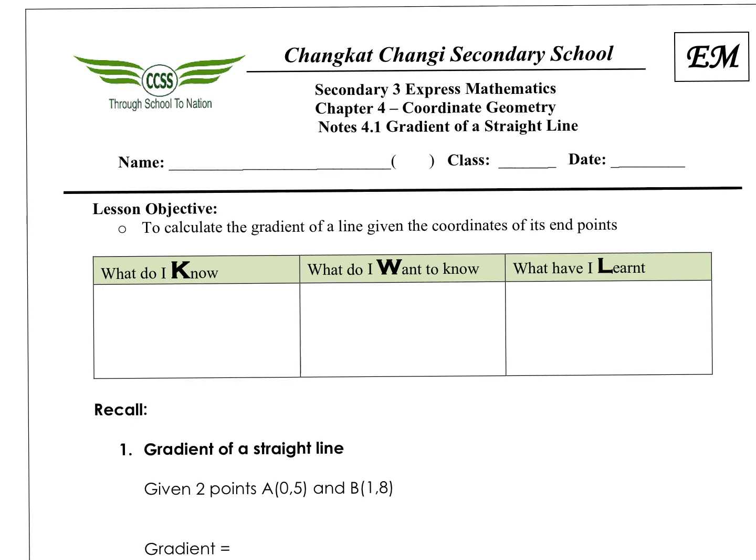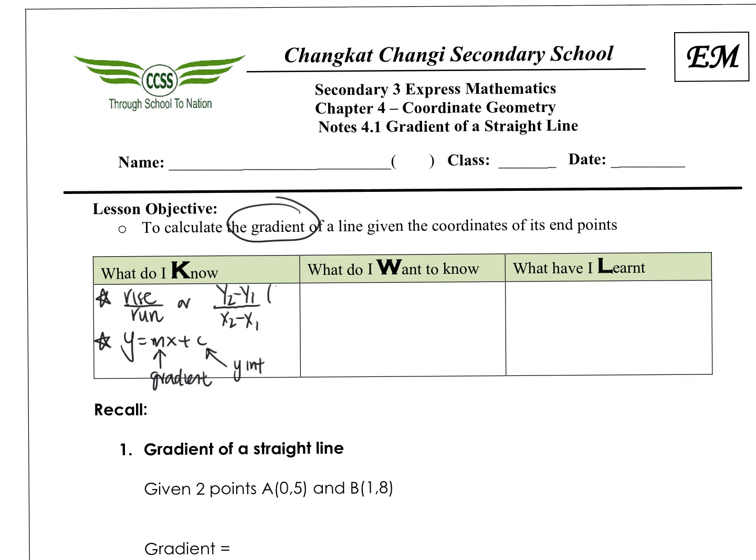Okay, what have you learned about gradient in lower sec? Rise over run. What else? That one is the length formula, a new one we haven't learned. y equals mx plus c, and then the m is the gradient. This is the y-intercept. Okay, then there is another formula, right? y2 minus y1 over x2 minus x1.